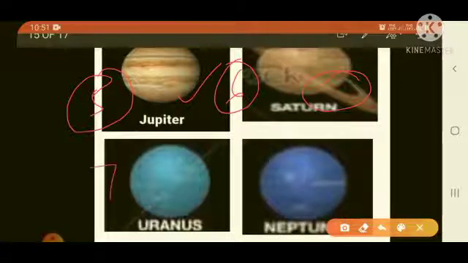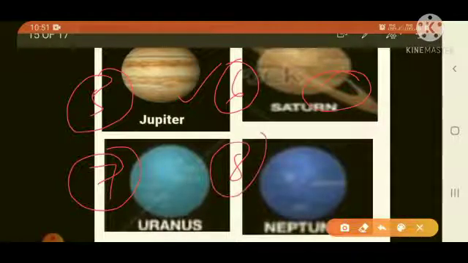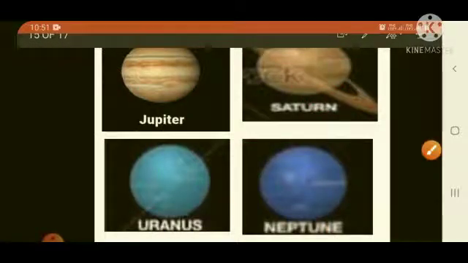Next, seventh one, Uranus. Uranus is the second farthest planet from the Sun. Lastly, eighth one, Neptune. Neptune is the farthest planet from the Sun. It is the coldest planet. Okay, clear children?